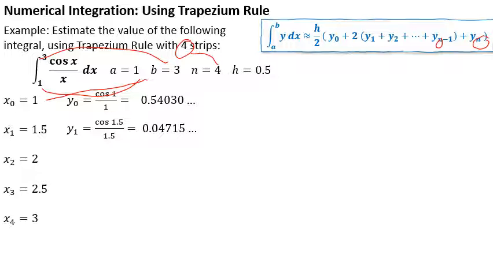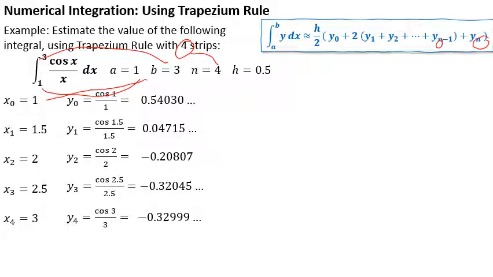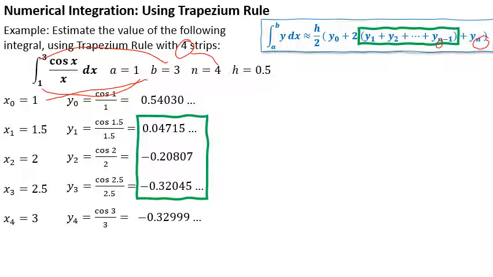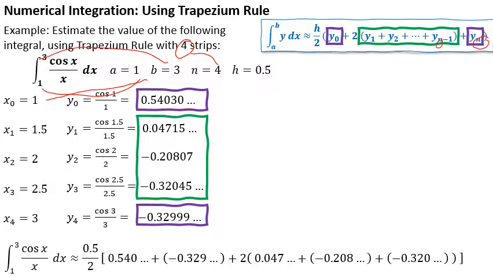We can do the same with y1, cos of 1.5 over 1.5, y2, y3, and y4. And once we've found all of those values, we've got everything we need to go into the formula. Notice that these 3 bits here correspond to these middle pieces inside our original formula. Those are the inner y ordinates. So instead of being the very first or the very last, they're the ones that get shared by 2 different trapezia. And then these endpoints here correspond to the endpoints here. So we'll take 1 copy of the purple ones, and we'll have 2 copies of the green ones, put them all together, multiply by h over 2, and we're done.